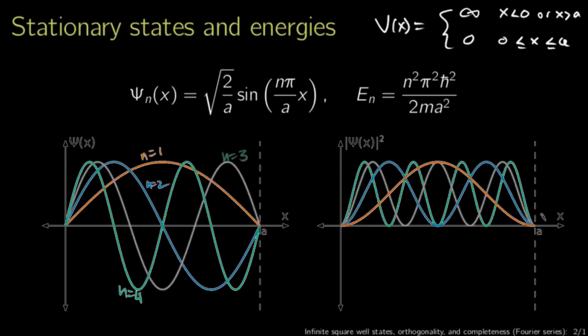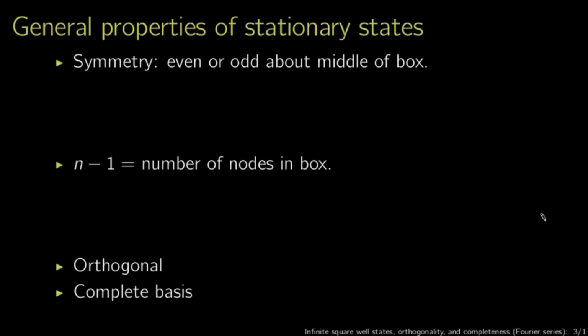So you can see just by looking at these wave functions that there's a lot of symmetry. One thing we talked about in class is that these wave functions are either even or odd about the middle of the box, and this is a consequence of the potential being an even function about the middle of the box. If I draw a coordinate system here, going between 0 and a, either the wave functions have a maximum or they have a 0 at the middle of the box.